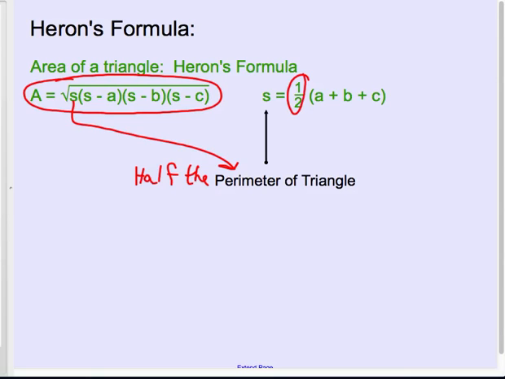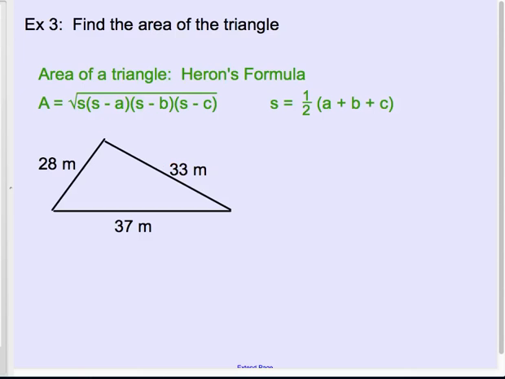The perimeter, of course, is A plus B plus C, so we're multiplying the perimeter by half and then substituting it into our triangle formula. And then A, B, and C are the 3 sides of the triangle. So we subtract the sides of the triangle from this 1/2. Half the perimeter.